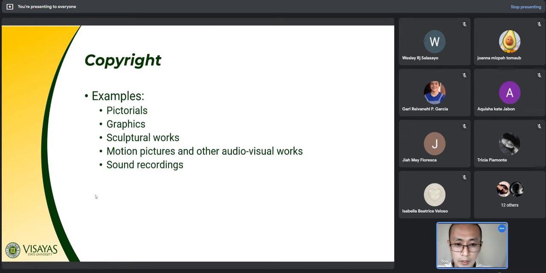Sound recordings. Okay? When you try to record music and claim it as your own, that's a violation of copyright. So whenever you try to use a sound for your video, make sure to always acknowledge the creator of that music you are trying to use. Otherwise, you can be reported for copyright.